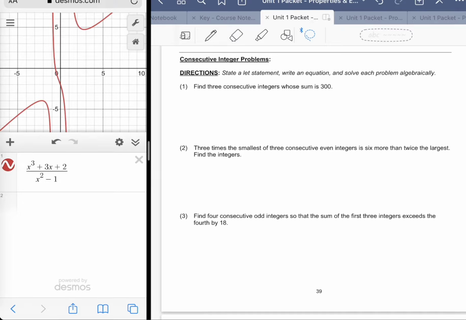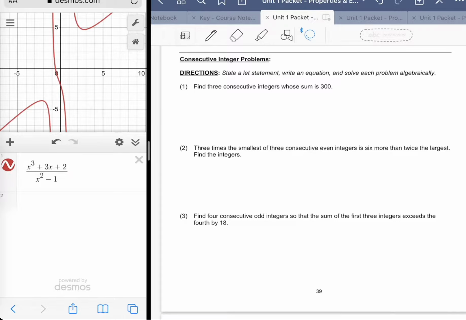Right? So direction's pretty clear. State a let statement. A little redundant. I'll take it as a typo. Make a let statement. All right, write an equation and solve each problem algebraically.